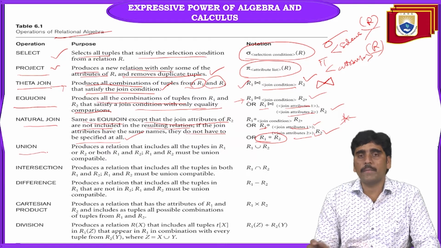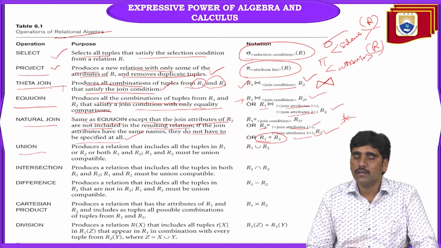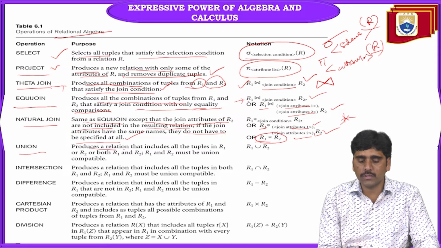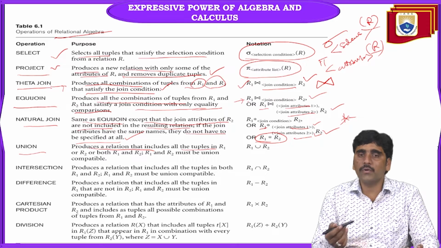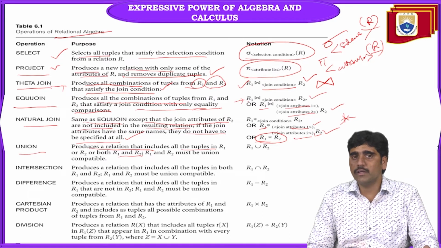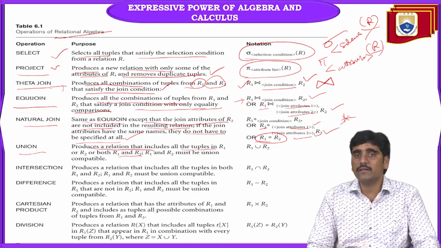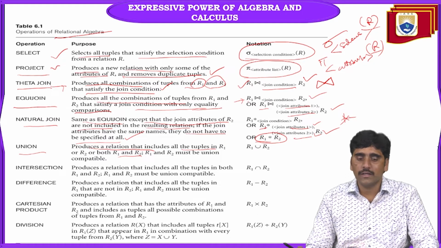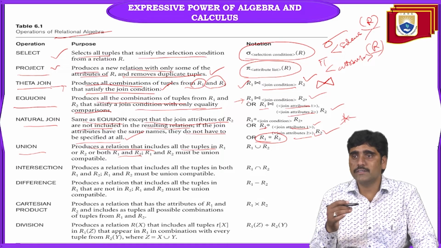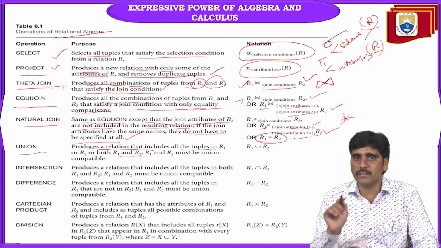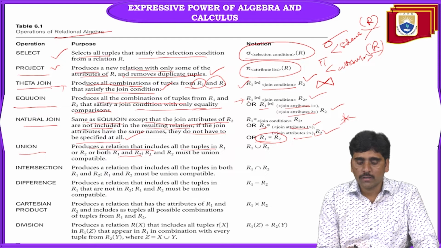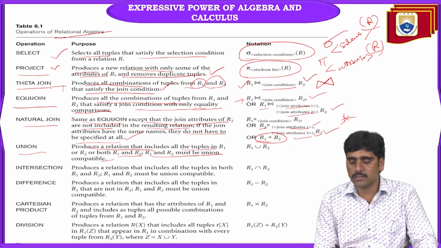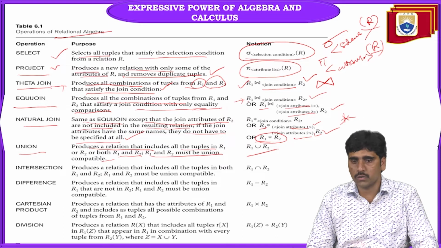The next is the union operator. Union, intersection and difference are all set operators. The union operator produces a relation that includes all the tuples in R1 or R2 or both. Union means it combines everything, but it does not include duplicates; instead of including all the duplicates, it includes only one value. R1 and R2 must be union compatible. The representation is R1 union R2.